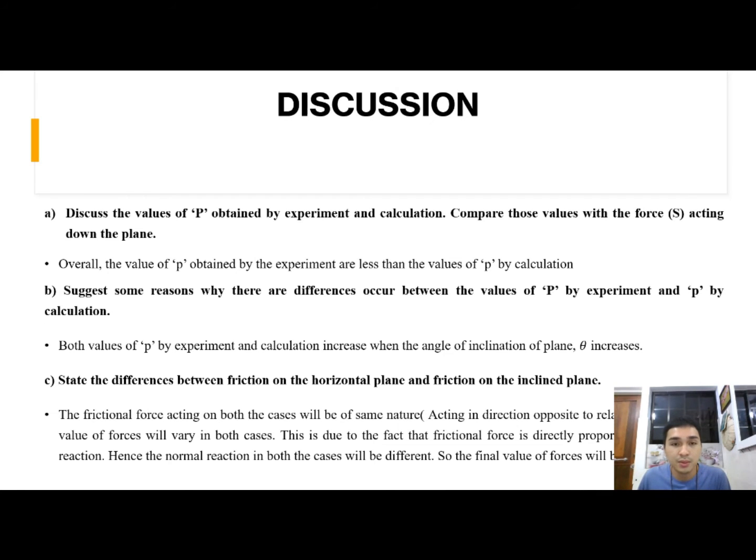I'm going to present the discussion that we have made in the lab experiment. We were given 3 questions in the discussion part. First, question A: discuss the value of P obtained by experiment and calculation, and compare those values with force S acting down the plane. Overall, the value of P obtained by the experiment is less than the value of P by calculation. Suggest some reasons why differences occur between the values of P by experiment and by calculation. Both values of P by experiment and calculation increase when the angle of inclination, tan theta, increases.